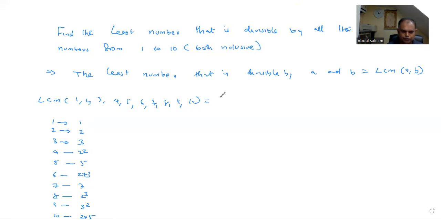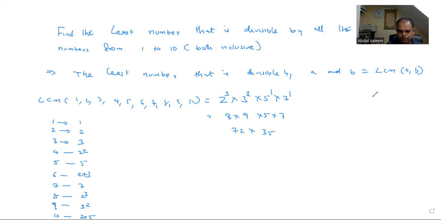The highest power of 2 is 2 cube, 3 appears, 5 is 1 time, 7 is 1 time. In the factorization of 9, we have 3 square, so the highest power of 3 is 2 times. Clear, right? So what is the value of this? 8 into 3 square, that is 9, into 5 into 7. So 8 into 9 equals 72, and 5 into 7 is 35.